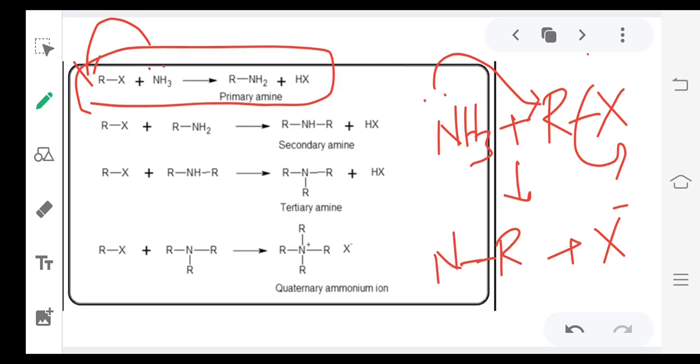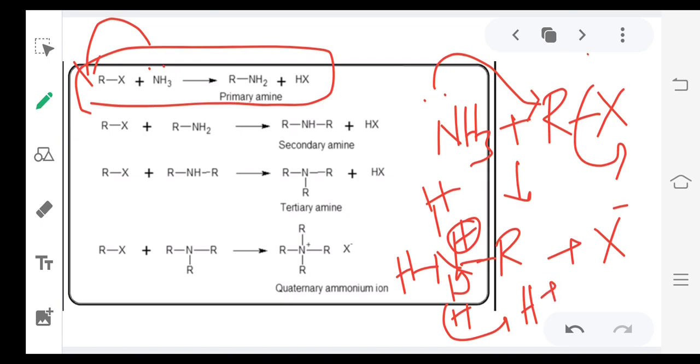Here we will get a situation like this: hydrogen, hydrogen and hydrogen. Positive charge appeared on nitrogen. So this hydrogen donates a pair of electrons and is eliminated as H plus. So this H plus and this X minus form HX. So this is the overall reaction: RNH2 primary amine plus HX.